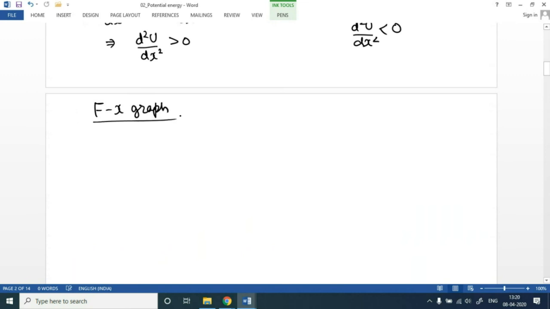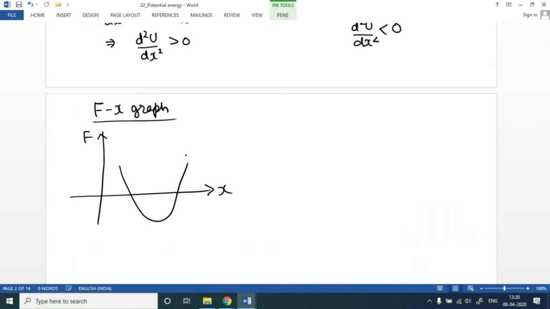Let's say we are having an F versus x graph, and let's say the nature of the graph is this, for example. First of all, we must try to find out where the equilibrium position is. That is very simple. Wherever the force is zero, that is the position where there is equilibrium. So this is one position and this is another equilibrium position. These are the two values of x corresponding to which the force is equal to zero.